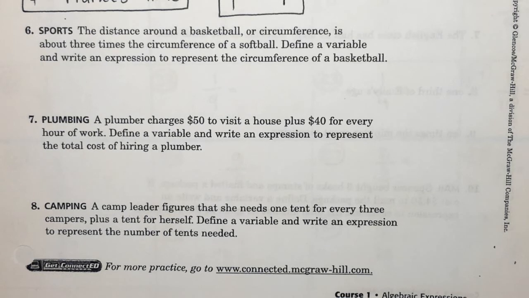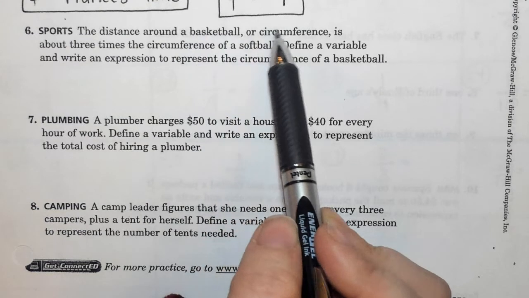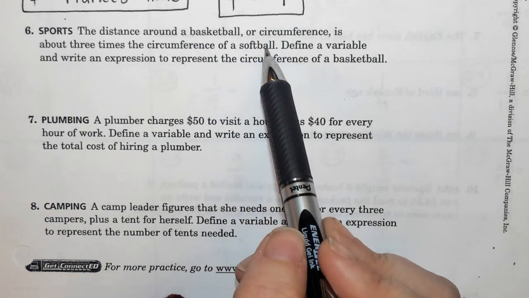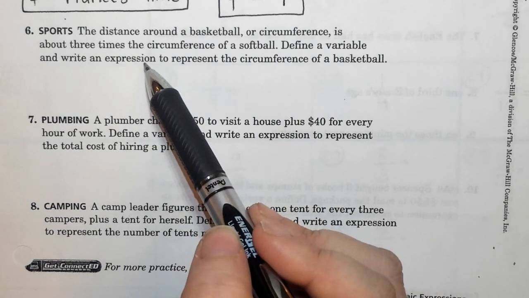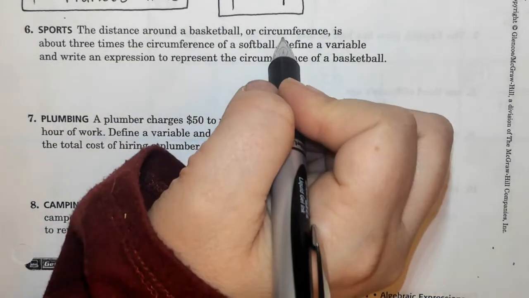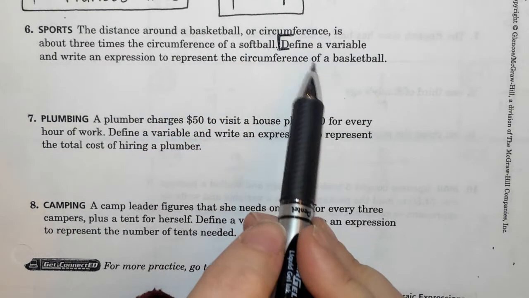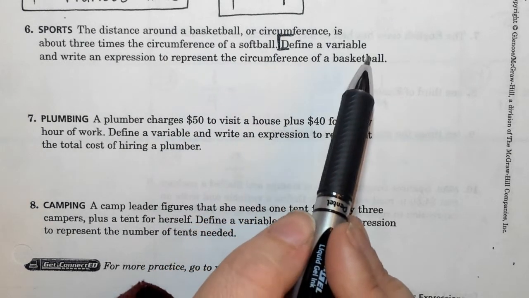Okay? Number 6 says the distance around a basketball, or circumference, is about 3 times the circumference of a softball. Define a variable and write an expression. That's what we've been doing, right? So guys, that means right here, that's where the problem stops. This is now just directions. Define a variable and write an expression to represent the circumference of a basketball.